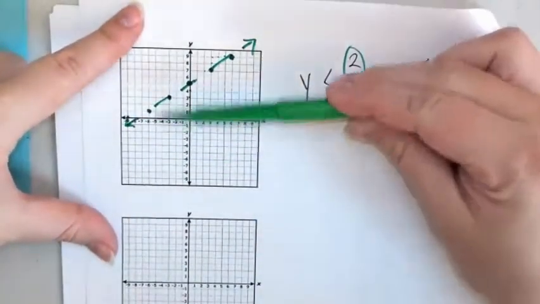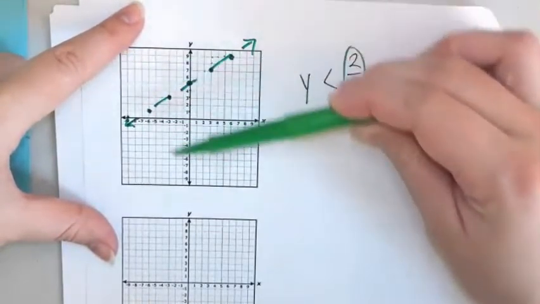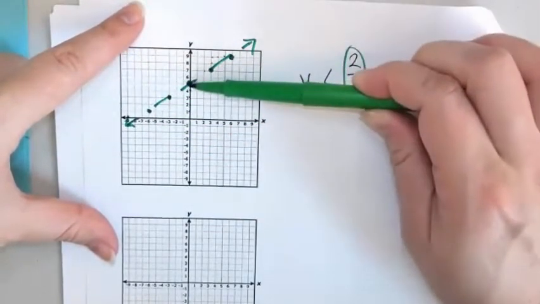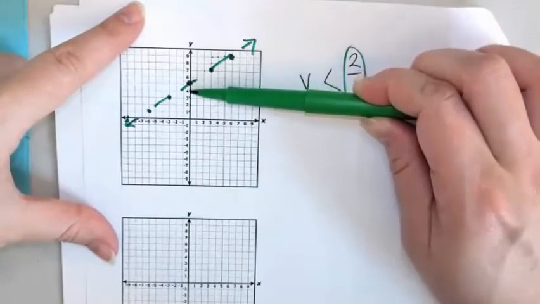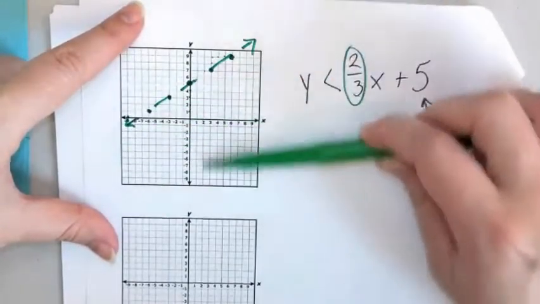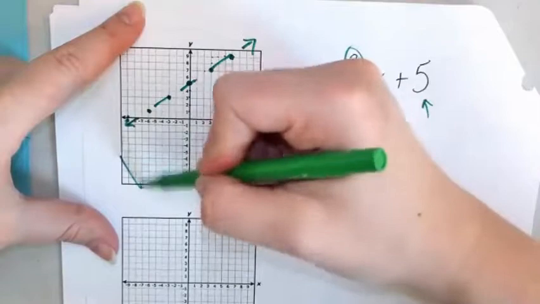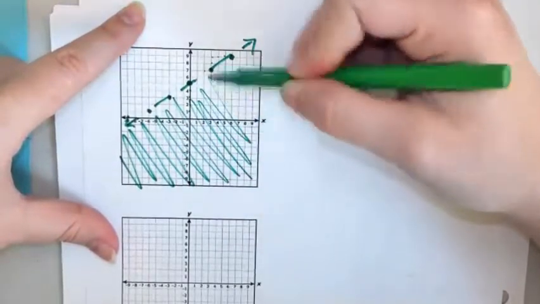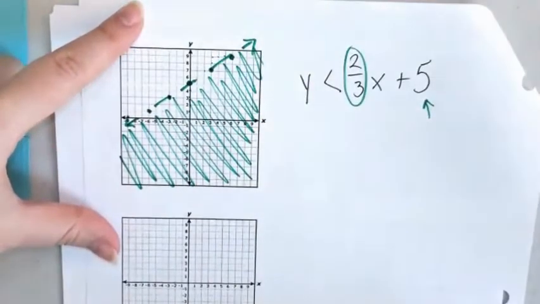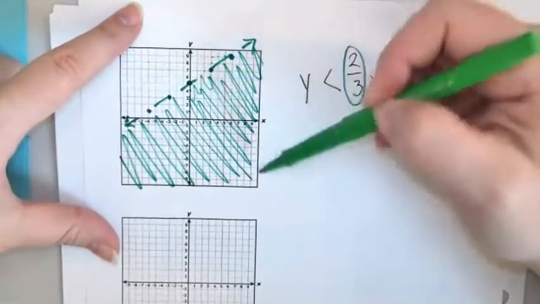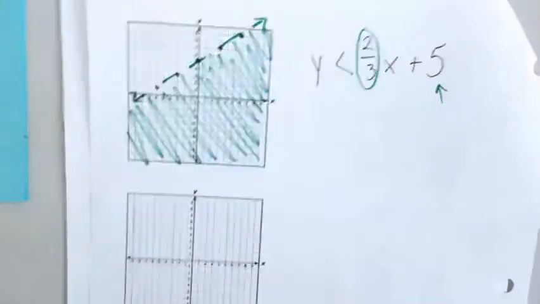Now I need to think which side of my line is below. Well, if I want to go below, my trick is to always go to my y-intercept and go down. This whole side is the below side. So I'm going to shade all the way around there. All right, and that's my graph of my first inequality.